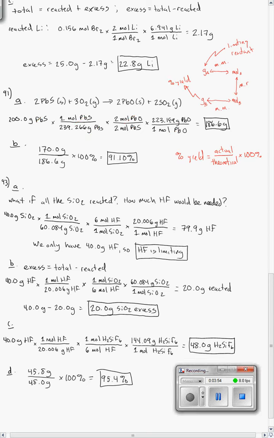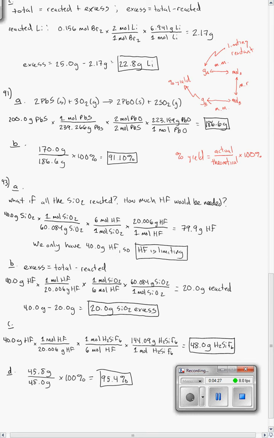Now that we've got our theoretical yield, the mass of lead oxide that's supposed to be produced, we can solve part B, which asks us, okay, if we actually get 170 grams from this reaction, what's our percent yield? So I have the formula for percent yield written down to the right. It's just a matter of plugging things in. Our actual yield is 170 grams. Our theoretical yield is what we saw earlier, 186.6 grams. Plug it in, do the math, you end up with 91.10% yield.